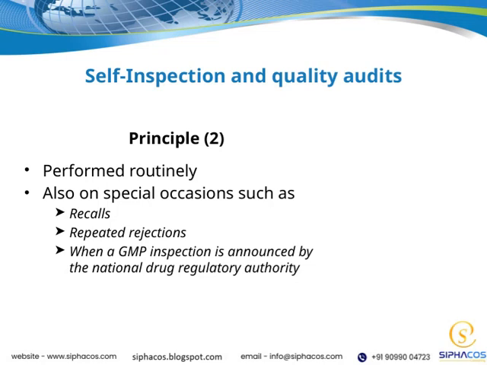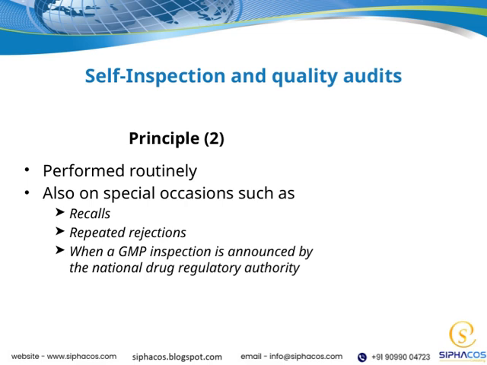Principle 2 emphasizes that these practices should be performed routinely, meaning they become an integral part of our daily operations. But it's also crucial to perform them during special occasions, such as recalls, or when there are repeated rejections, to ensure ongoing compliance and quality. Additionally, whenever a GMP inspection is announced by the National Drug Regulatory Authority, these practices should be diligently followed. This helps us prepare effectively and demonstrates our commitment to quality standards.